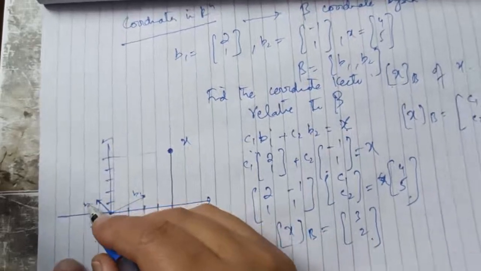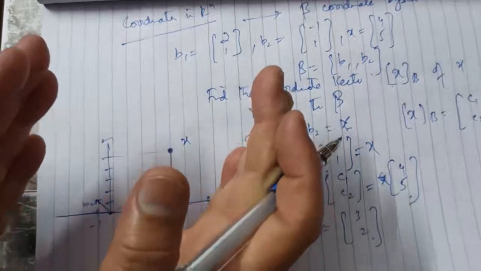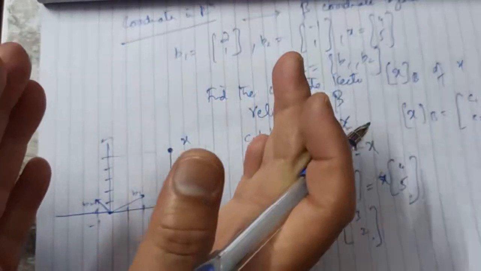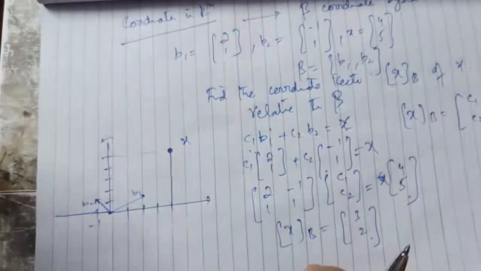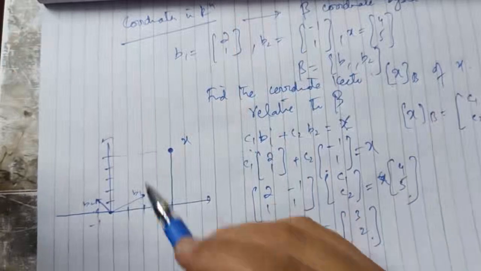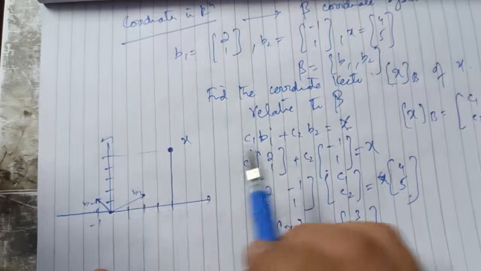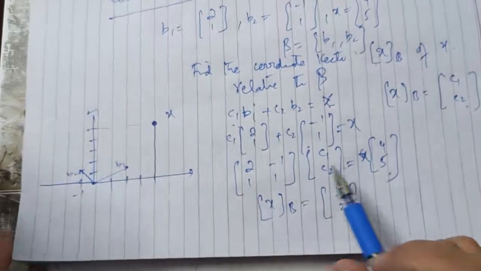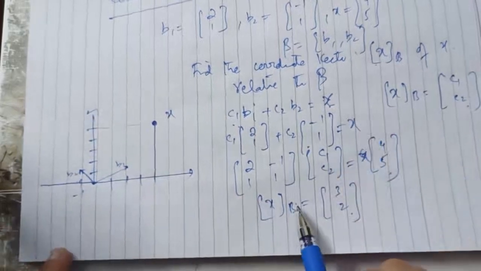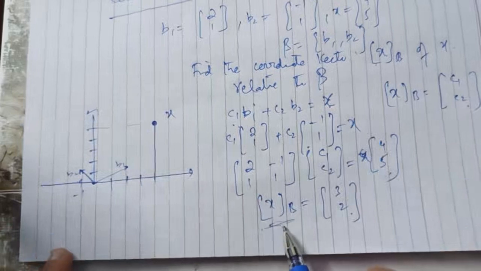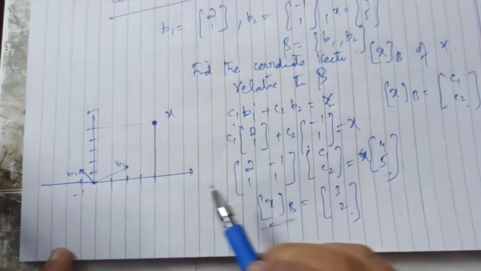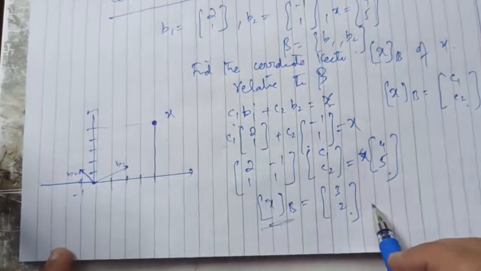So now what we have done is we have actually shifted from the standard axes, x1 and x2. And when we solved it, the coordinate relative to beta for x we found out to be (3, 2), right?